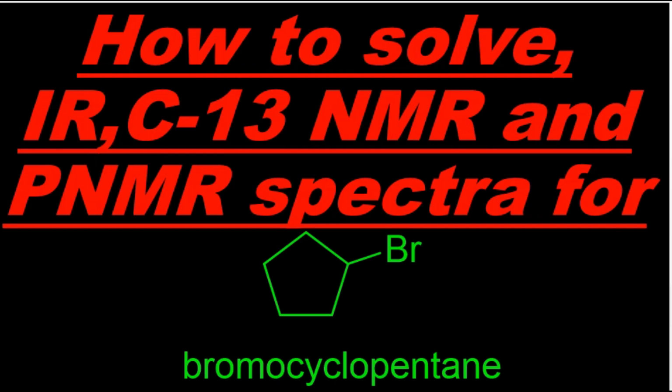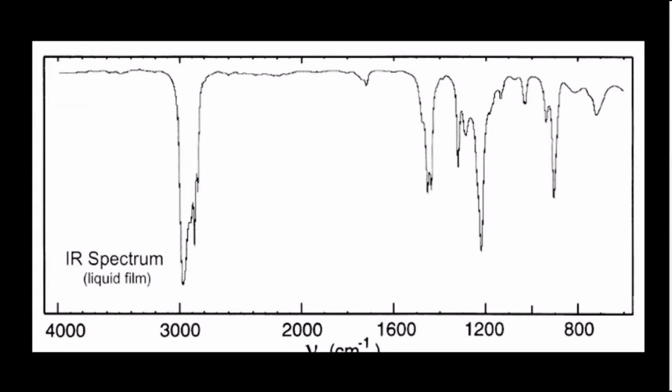Here today we will solve the IR spectrum, the C13 NMR, and the proton NMR spectra for cyclobromopentane. So first of all, the IR spectrum. As you may see here, there is no peak that indicates the presence of any functional group in the IR spectrum. So what you can conclude from this is that no major functional group is present here.